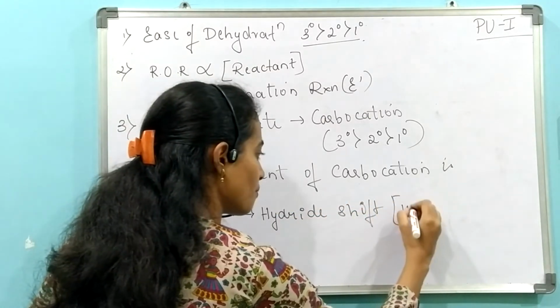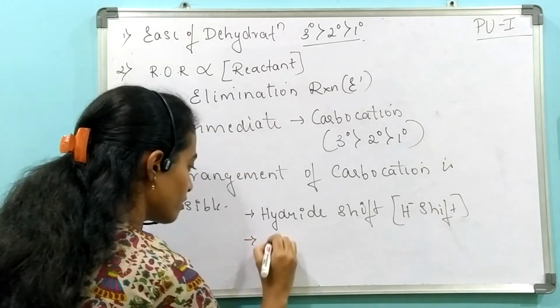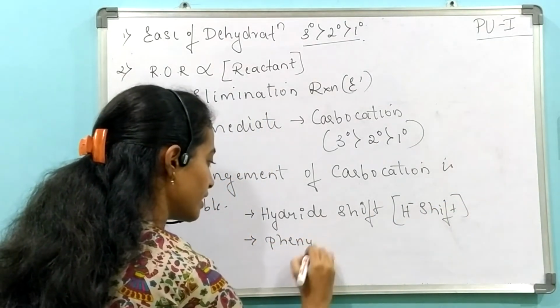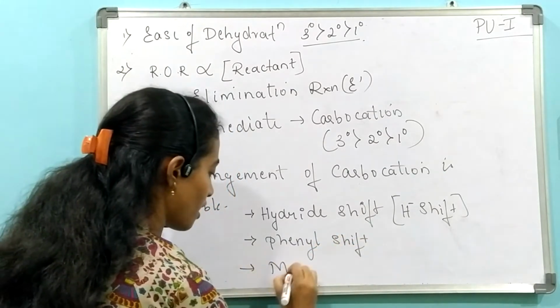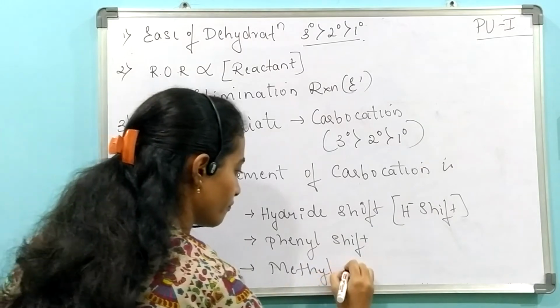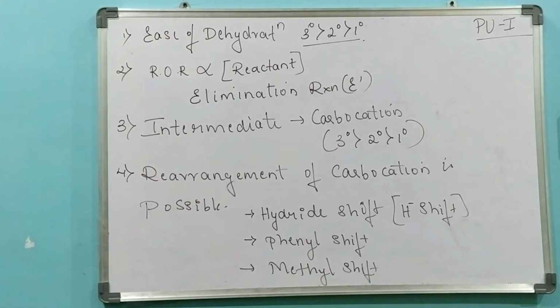That is H minus shift. Or you will be doing a phenyl shift. I'll explain you in the next example. Or you will be doing a methyl shift. There are three possibilities of doing the rearrangement of carbocation to make it more stable product. To make a more stable carbocation, you can do this rearrangement of carbocation.